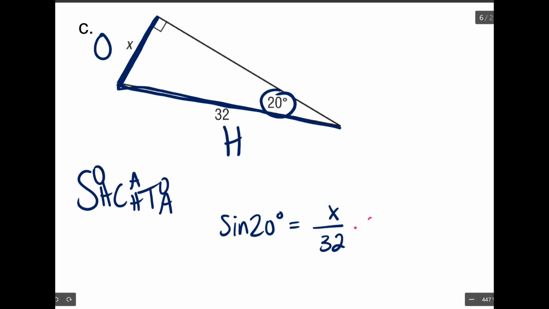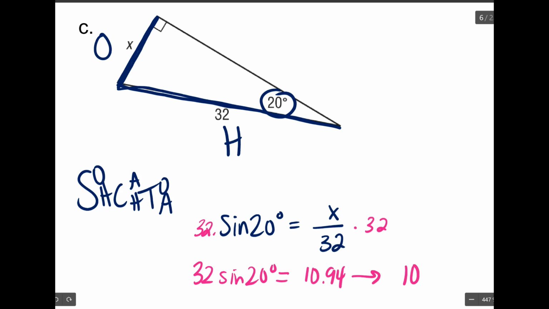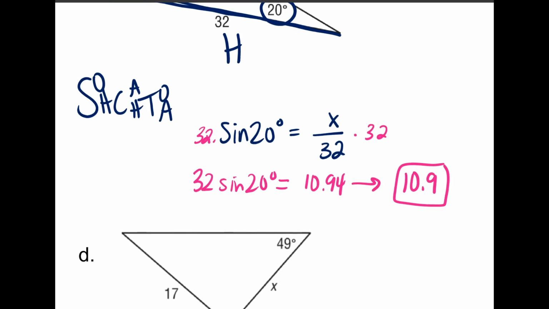So multiply by 32 on both sides. It's 10.94, but you round to the nearest tenth. So rounding to the nearest tenth, 10.9. Okay, I feel like we're getting the hang of it. Try the next part.